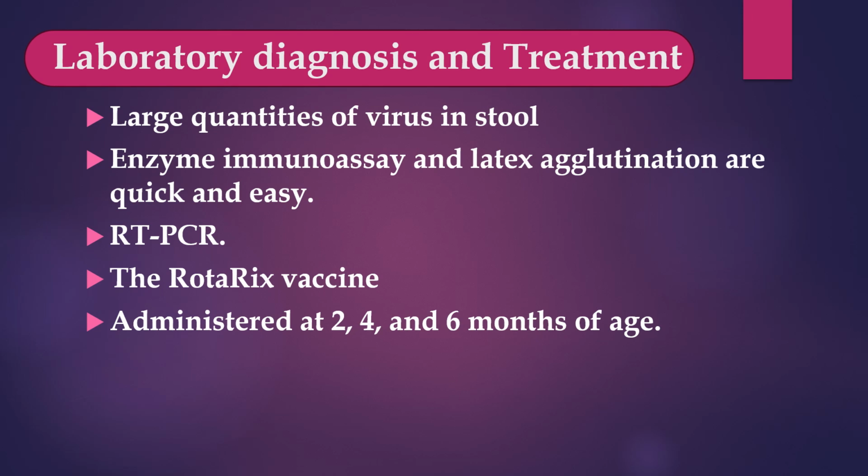The Rotarix vaccine is a single strain attenuated human rotavirus vaccine, and these vaccines are administered as young as possible, at 2 months, 4 months, and 6 months of age.